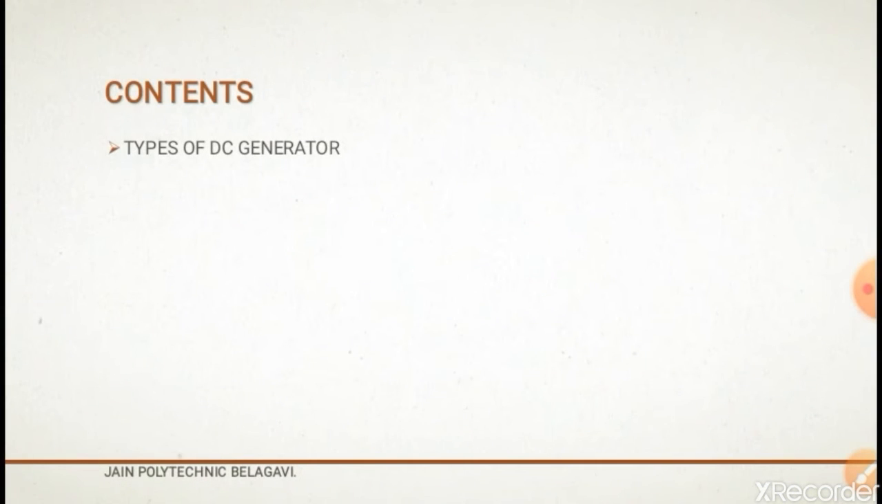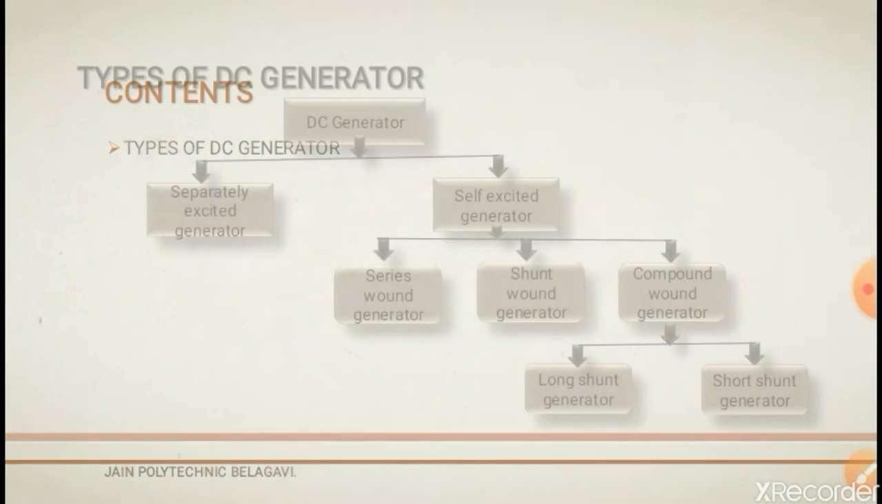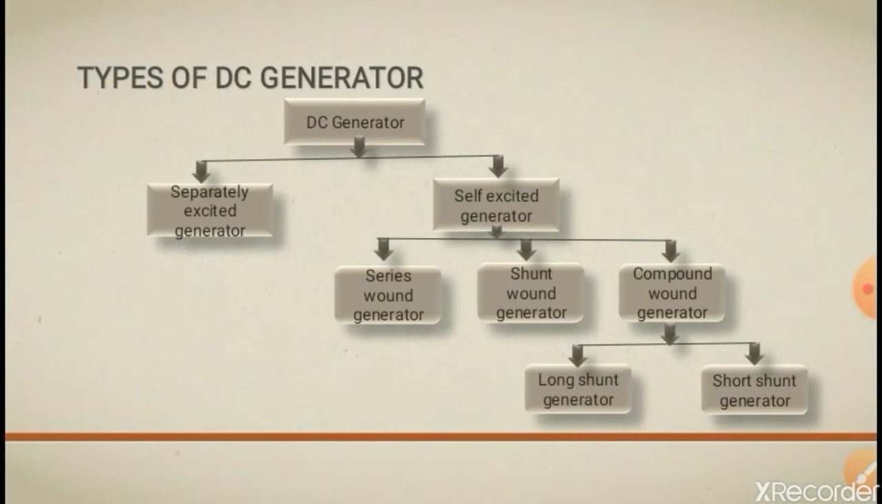As we have studied in our previous videos, the DC generator mainly has two windings: field winding and armature winding. Based on the construction of the field winding and the armature winding, the DC generators are subdivided into two types: separately excited generator and self-excited DC generator.